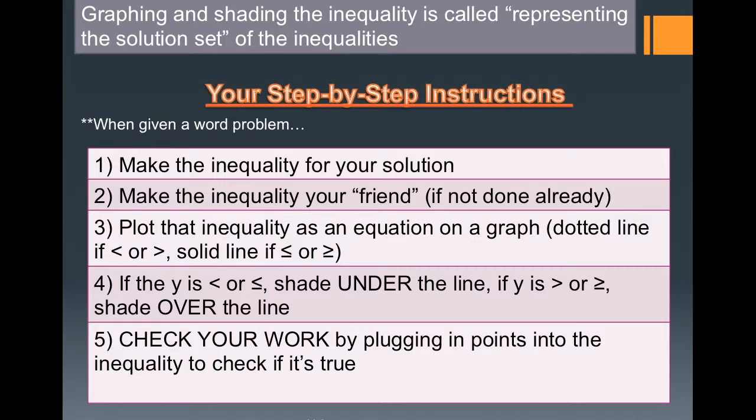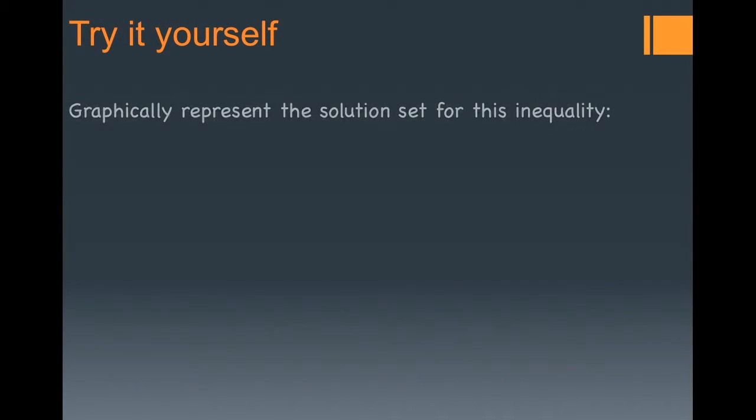When the y is less than or equal to, we shade under. When the y is greater than or equal to, we shade over the line. And what will help you become more confident in your answer is plugging points on the graph into your inequality to see if you've shaded the right region. Now, I'm probably talking to you about all this and you don't understand. Don't worry, here is an example.